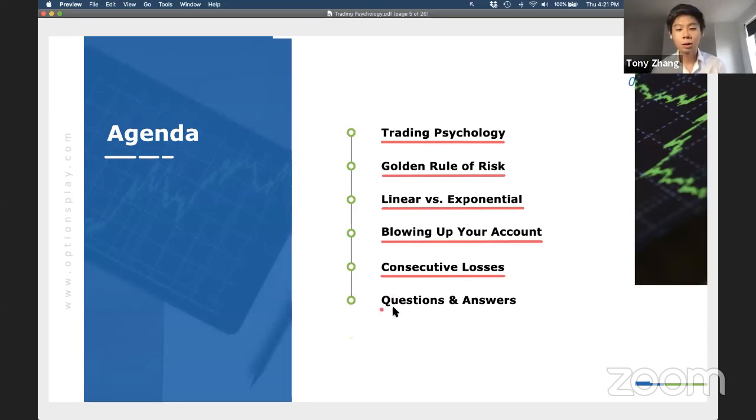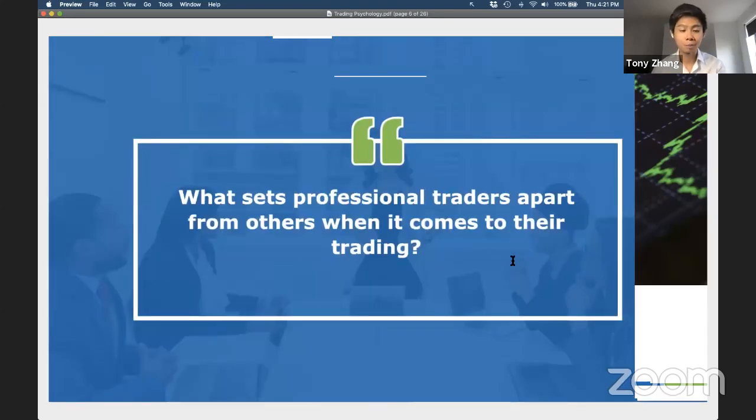And then at the very end, we'll open this up for Q&A for any questions that you guys might have. But the primary question that I want to help investors answer here today is really what sets professional traders apart from others when it comes to their trading. Like I said, a lot of beginners tend to think that it has to do with their strategy, maybe their technical indicators, maybe they have some special secret sauce. Rarely do I find that the best traders are ones that have some kind of secret sauce.